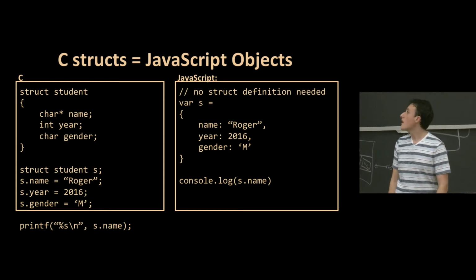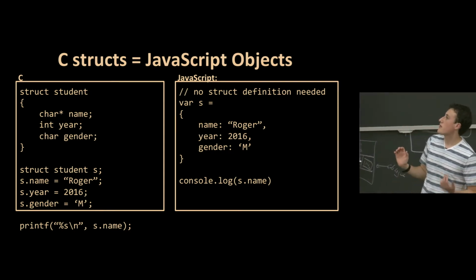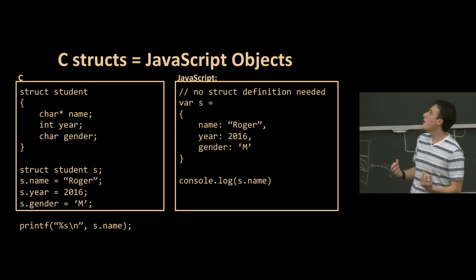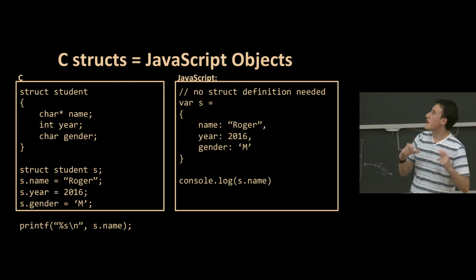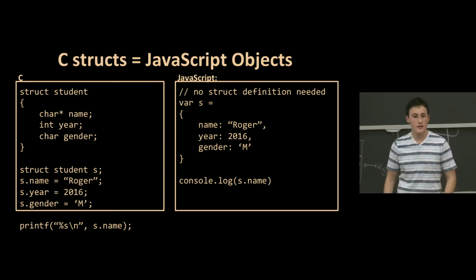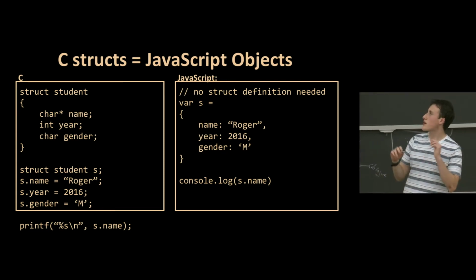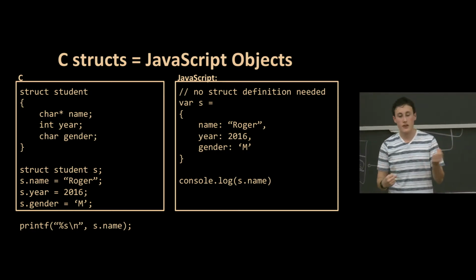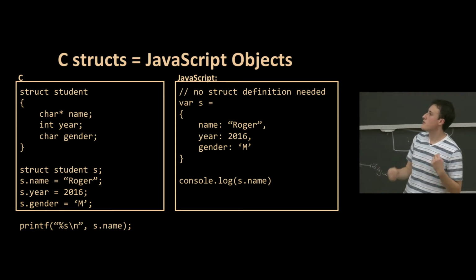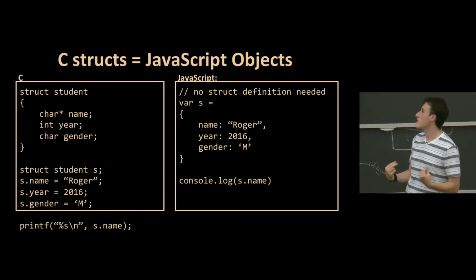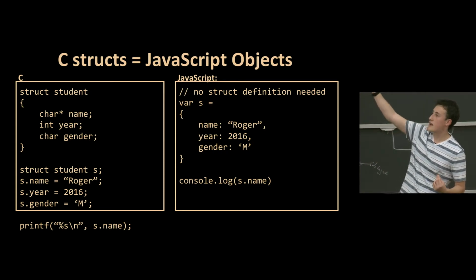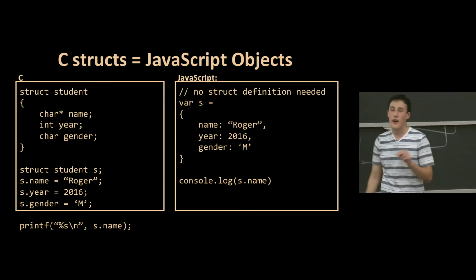In the JavaScript world, there is no such thing as struct student. You don't generate a preset structure. You actually just, in these brackets, you say what everything is. And it's this weird notation with the colon and then the comma, but you'll get used to it soon enough. And it's actually a really easy, flexible way of manipulating objects. You notice that if I want to now get name from s, I just do s.name.